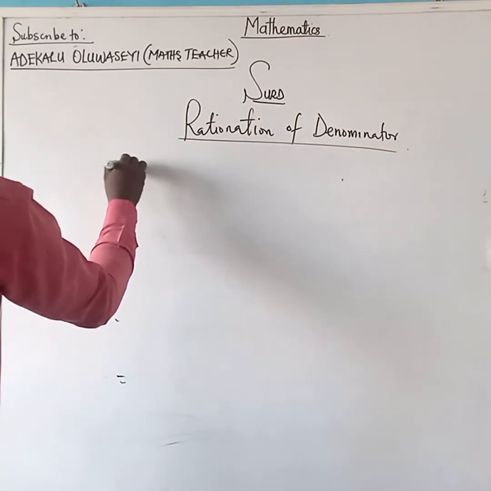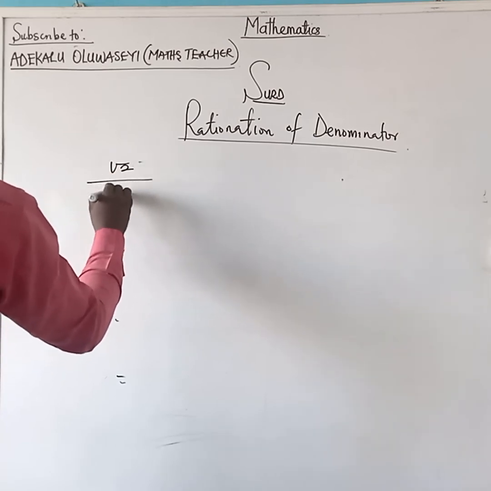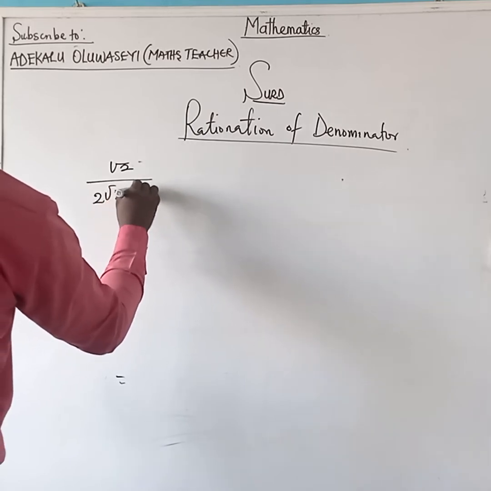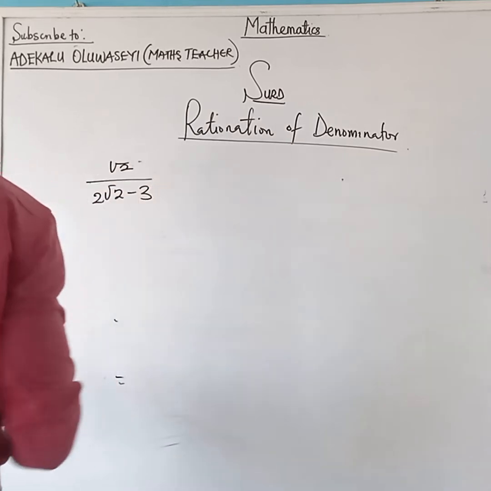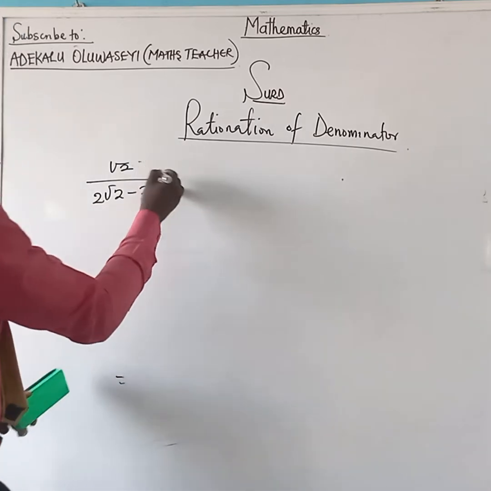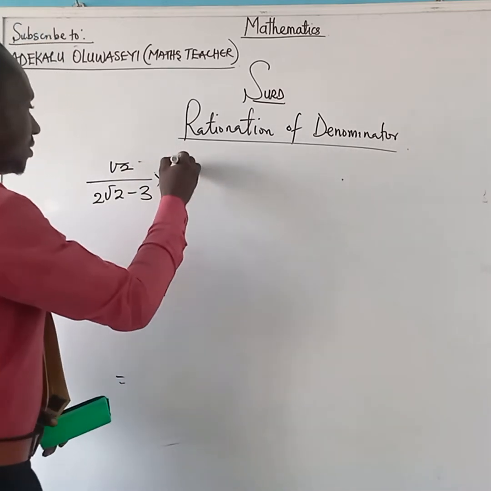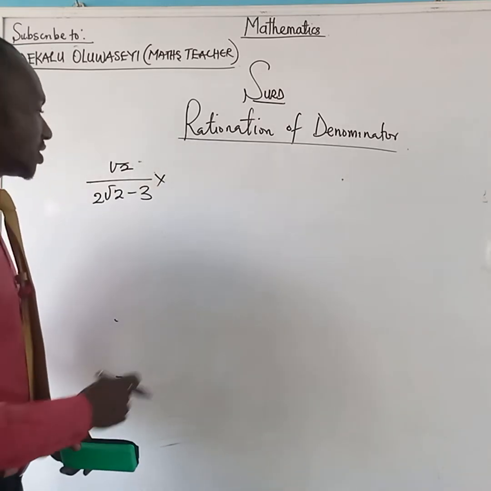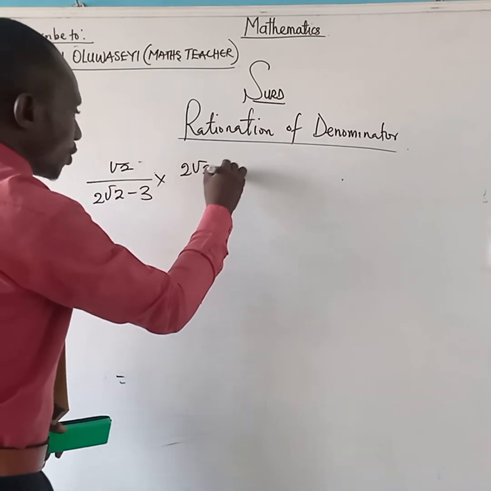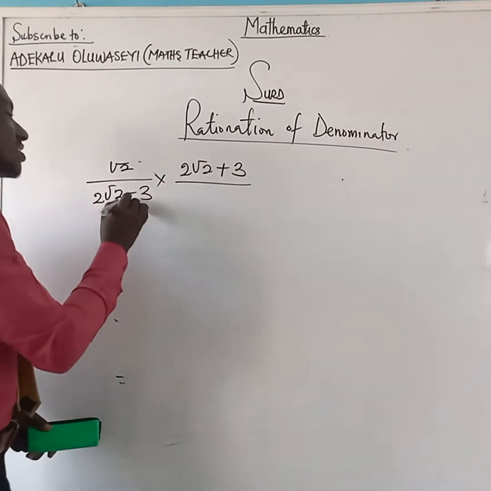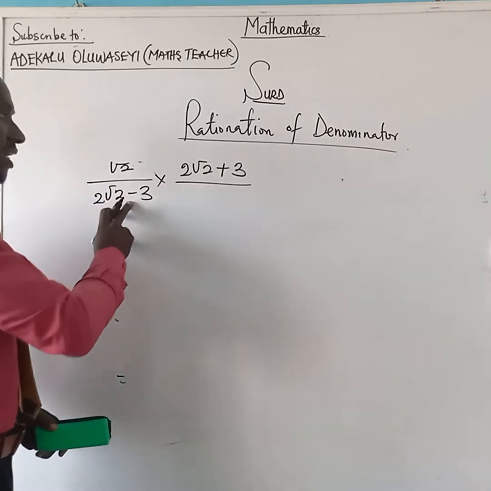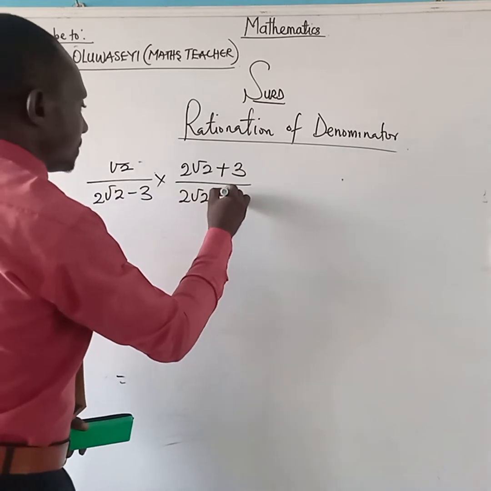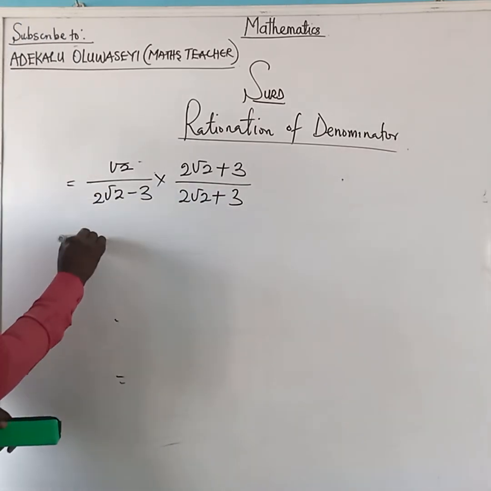So we have root 2 over 2 root 2 minus 3. Let's do this just like the way we have done that. So we multiply the given question by the conjugate of the denominator, and that will be 2 root 2 plus 3. The conjugate simply means changing the sign to the other one. If it is plus here, it becomes minus. If it is minus here, it becomes plus. So we have 2 root 2 plus 3.